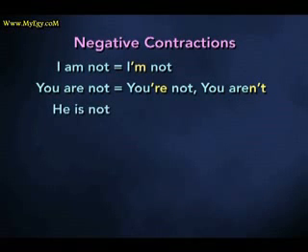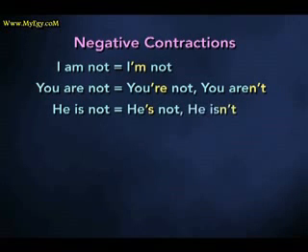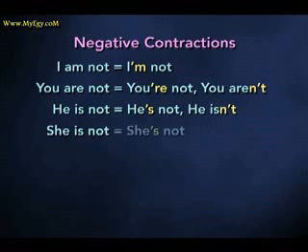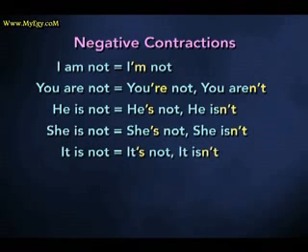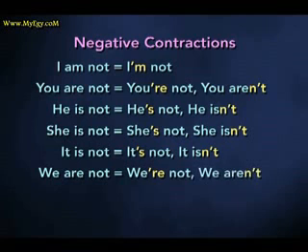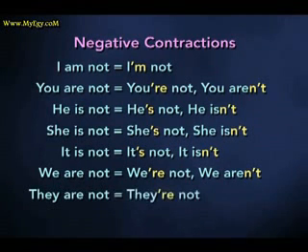He is not becomes he's not or he isn't. She is not. She's not. She isn't. It is not. It's not. It isn't. We are not. We're not. We aren't. And they are not. They're not. They aren't. Two forms for most of those.